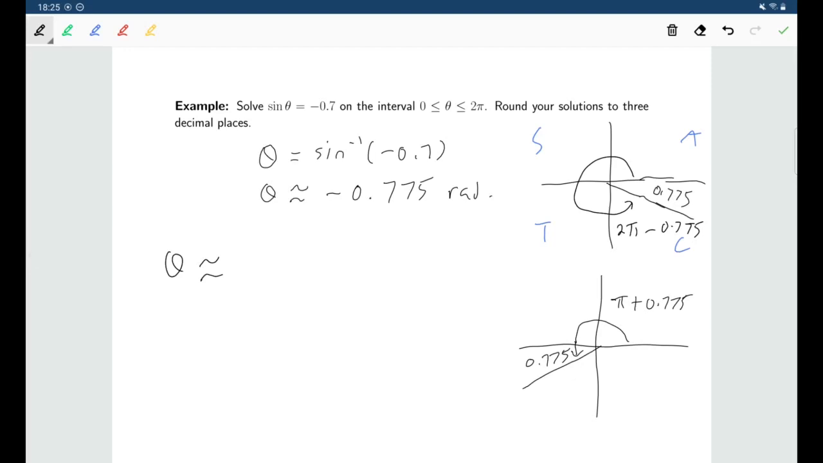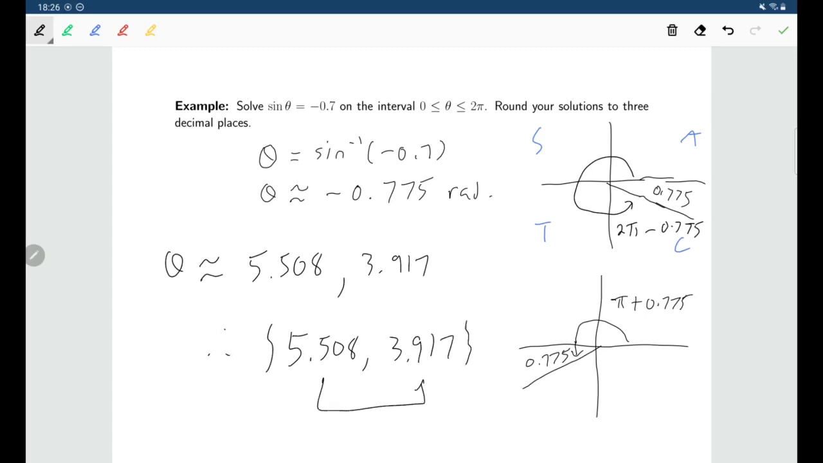So my two solutions then that I find, one of them is 2 times pi minus 0.775, which is about 5.508. And the other solution that we find, which is at pi plus 0.775, which is at 3.917. So we find approximately two solutions, 5.508 and 3.917. And both of these, again, are values that are in terms of radians. So this is not 5.5 degrees, it's 5.508 radians.